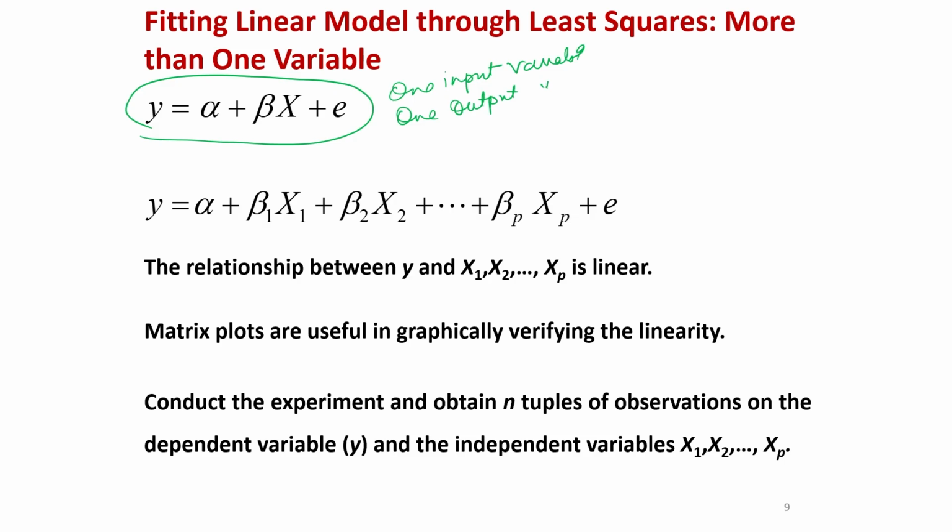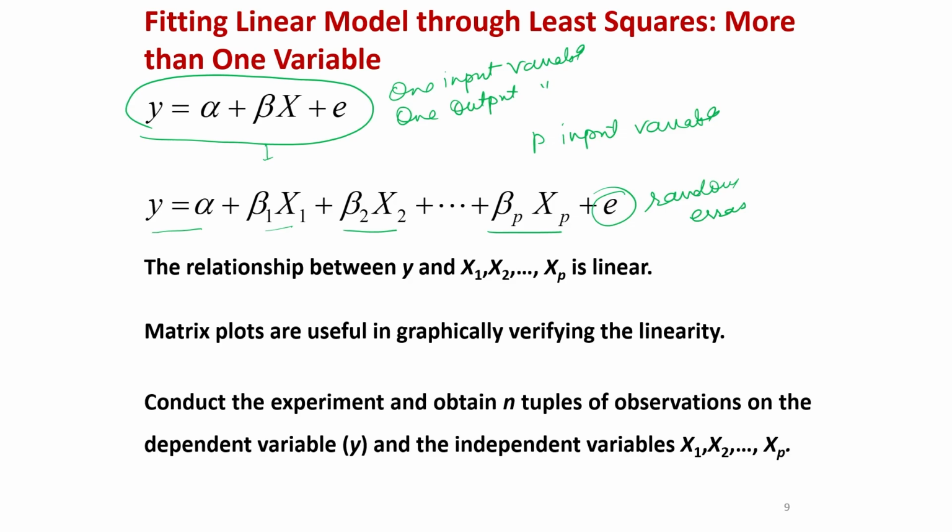Now I try to extend it. I am just extending the same model as, suppose there are p input variables, say x1, x2, xp. So I extend it to y equal to alpha plus, now beta x is for one variable, so I extend it to beta 1 x1 plus beta 2 x2 plus up to beta p xp and some random error. The e is your random error.